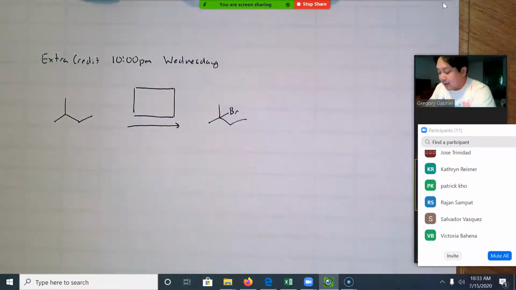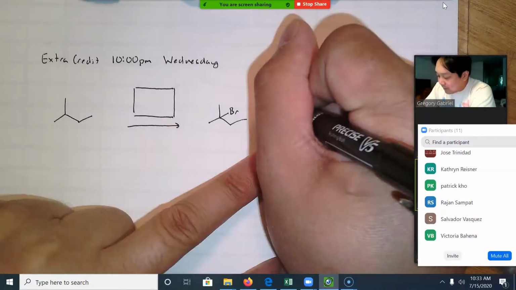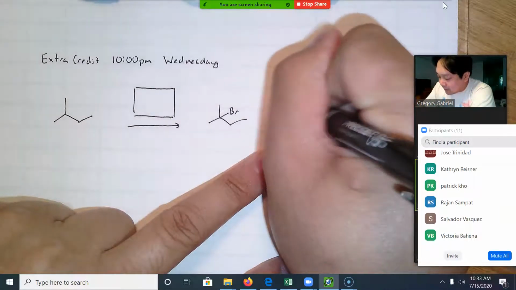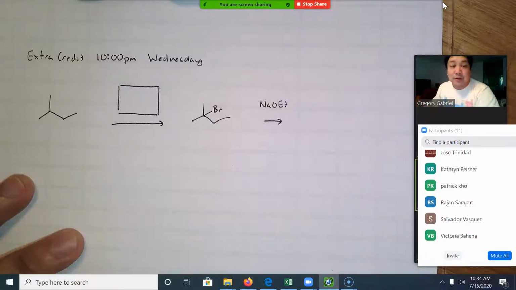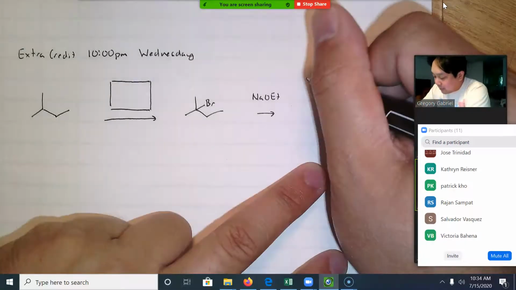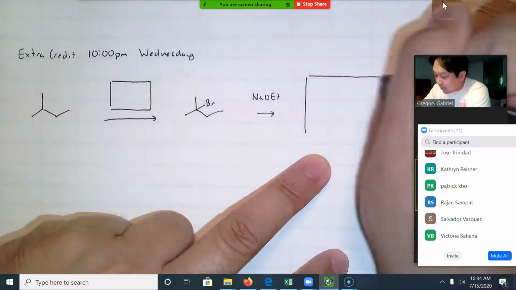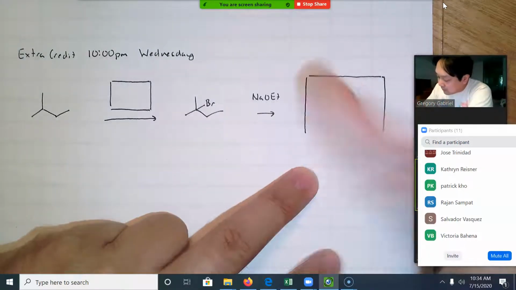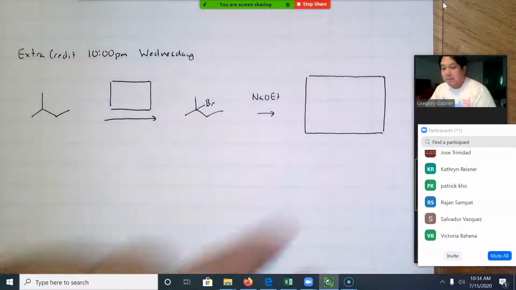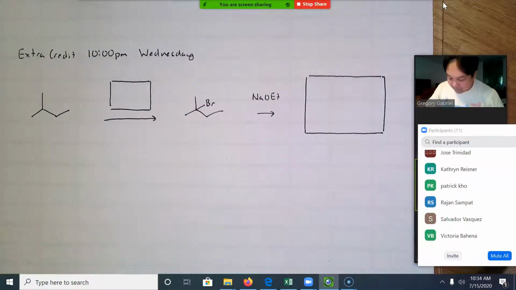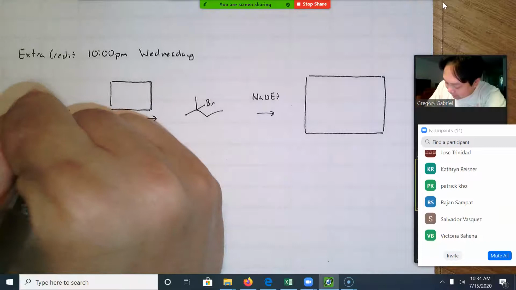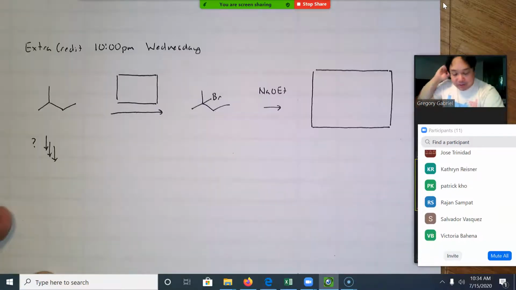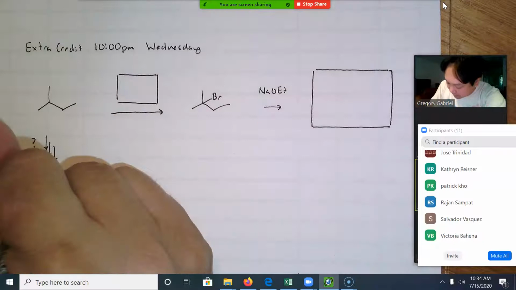Okay. Next thing is NaOEt. So far, all of these reactions are Organic Chemistry 1. Bigger box because I'm expecting a product here. Okay. What am I doing again? The synthesis is this. This is going to look a little strange, but I ultimately want to make this molecule here.